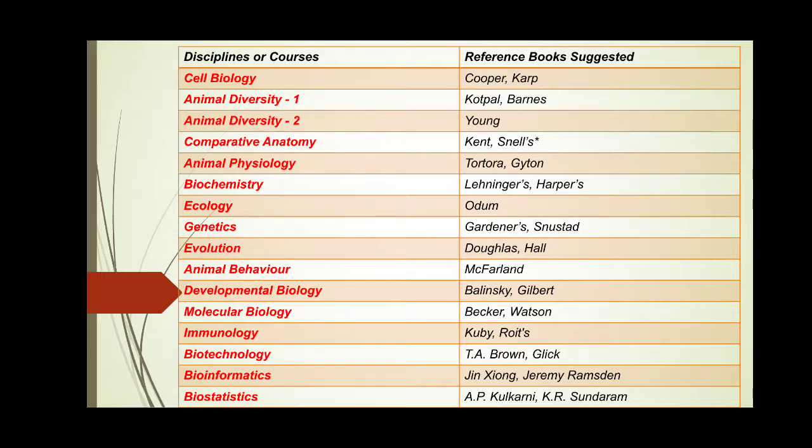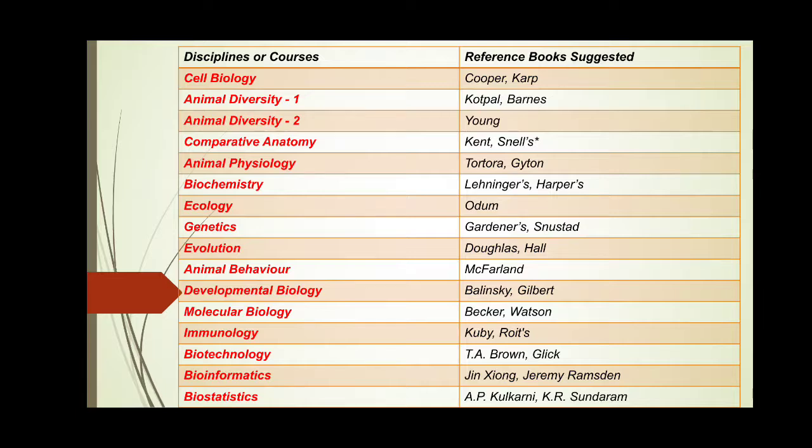For animal diversity one, that is non-chordata, you can go through Kotpal. Kotpal is very simple and very nicely explained. Every diagram is good in Kotpal. Barnes is also good, but in Barnes you find the general characteristics in explanation, while in Kotpal they are in points. For animal diversity two, that is chordata, you can go through Young.